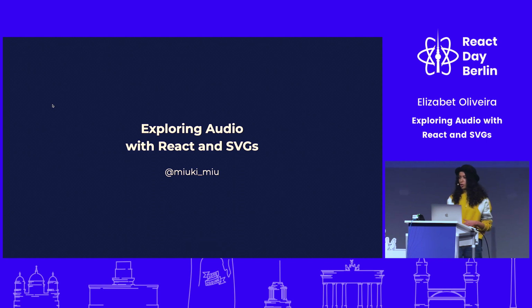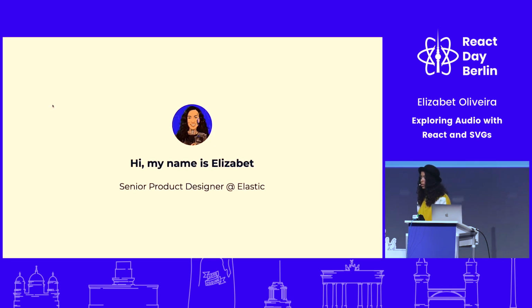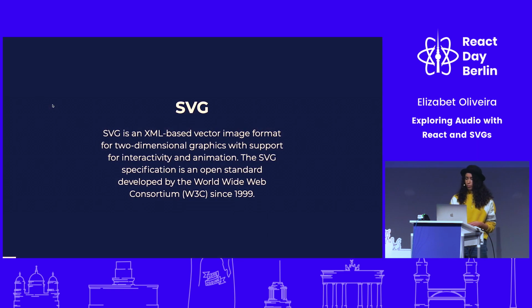So my talk is about exploring audio with React and SVGs. And now I was introducing myself. So my name is Elizabet, and I'm actually from Portugal. I'm half Mozambican, half Portuguese, and I lived all my life in Lisbon. Then I had this idea to move to Dublin, where I decided to try to be a front-end developer. And it didn't work out. I found out that I like to be a designer, but I also like code, but coding in a creative way. So right now I'm working at Elastic, with products like Kibana and our design system.